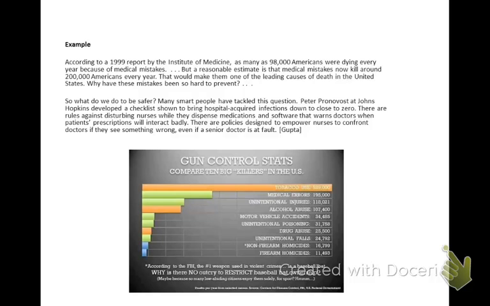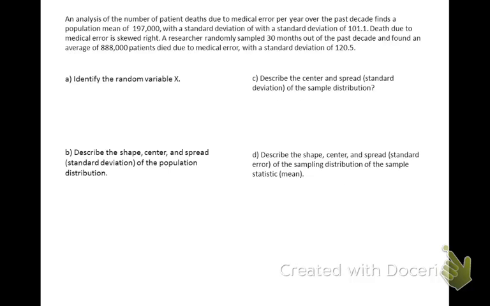An analysis of the number of patient deaths due to medical error per year over the past decade finds a population mean of 190,000 and a standard deviation of 101.1. Death due to medical error is skewed right. A researcher randomly sampled 30 months out of the past decade and have found an average of 888,000 patients died due to medical error, with a standard deviation of 120.5.